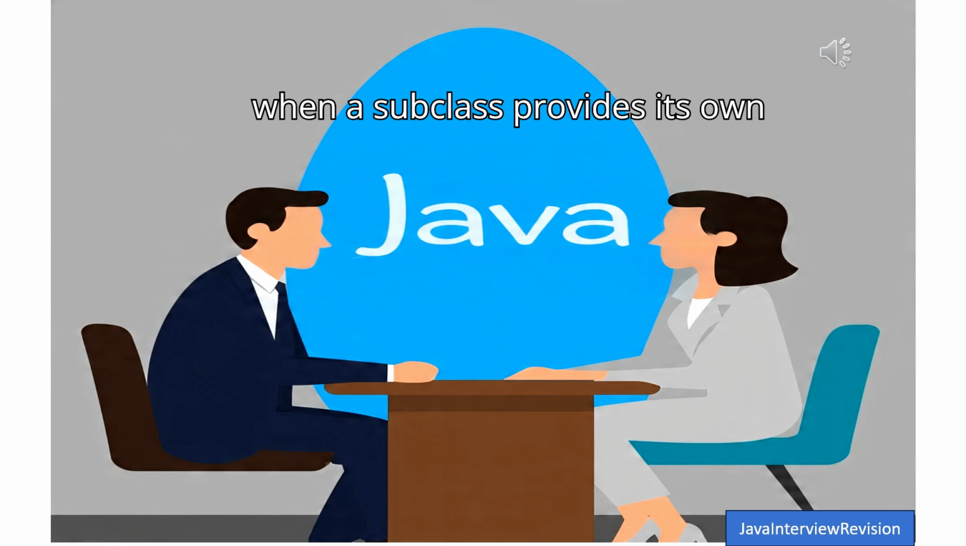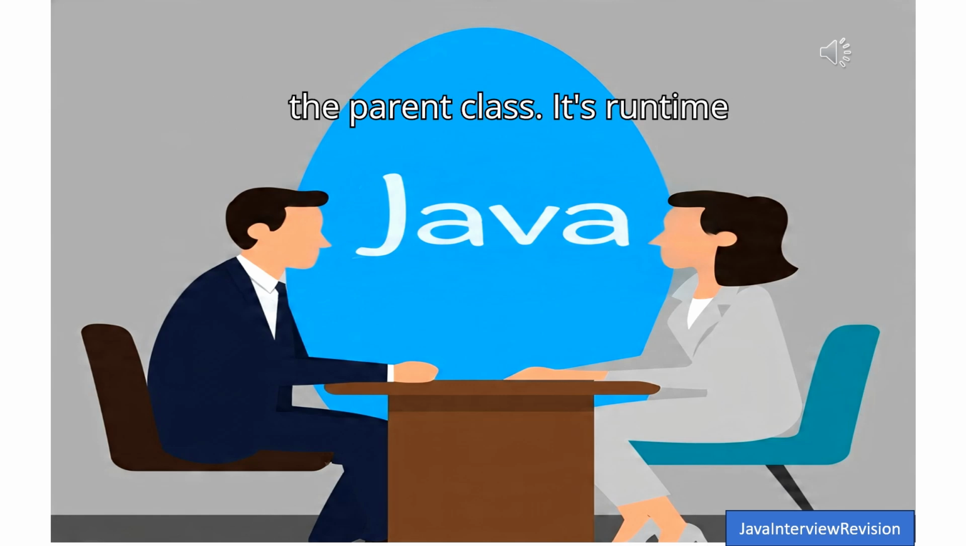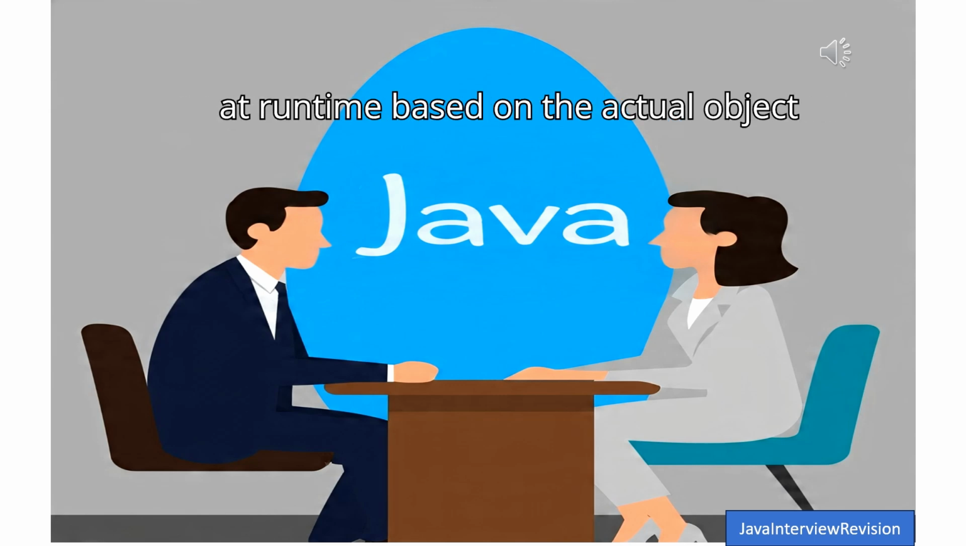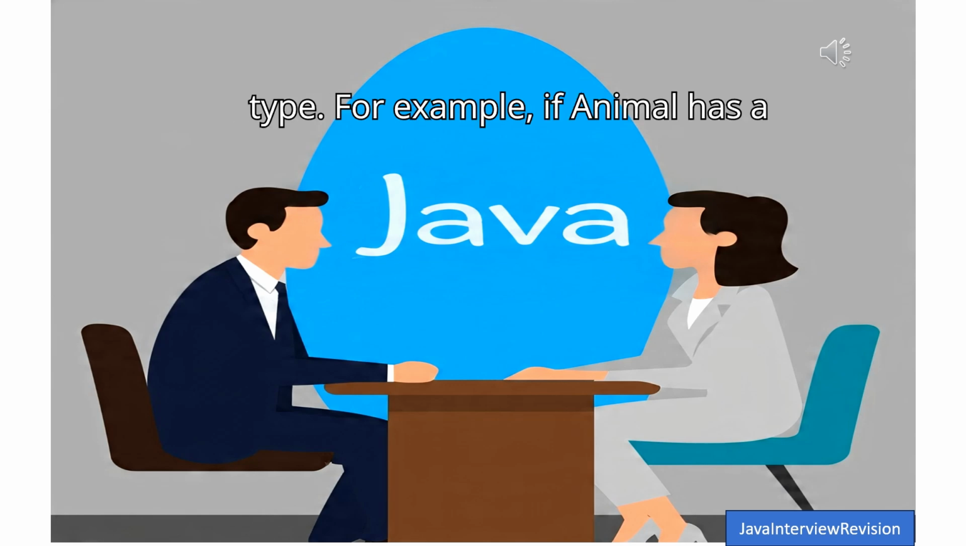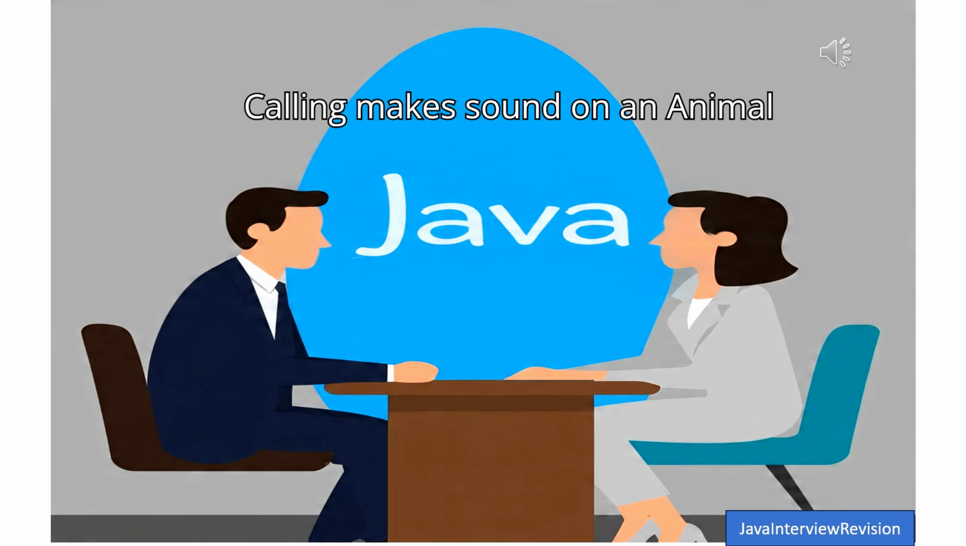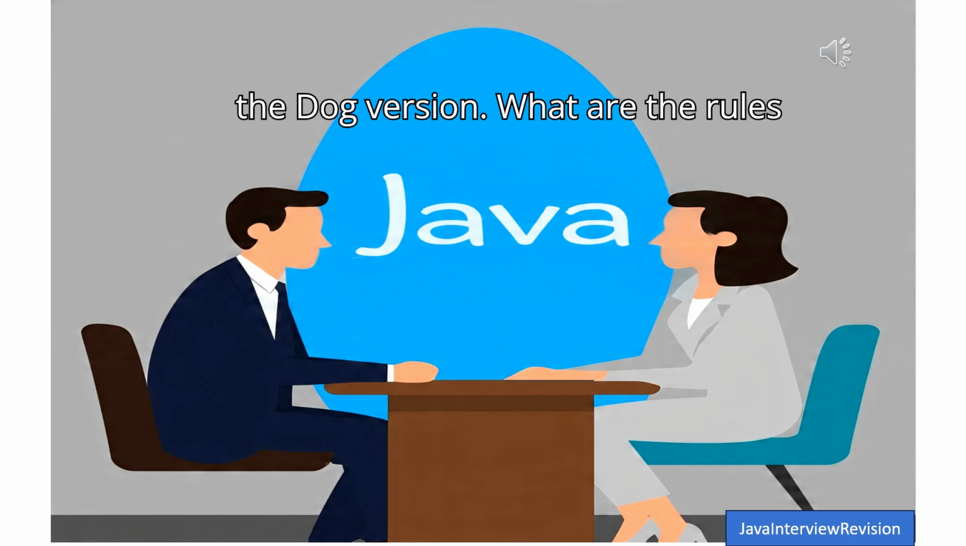Method overriding is when a subclass provides its own implementation of a method declared in the parent class. It's runtime polymorphism. The method call is resolved at runtime based on the actual object type. For example, if animal has a method makeSound and dog overrides it, calling makeSound on an animal reference pointing to a dog will invoke the dog version.